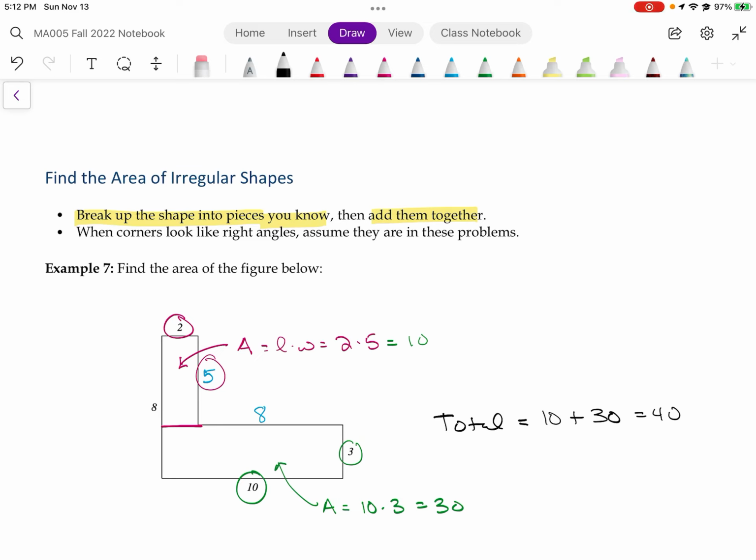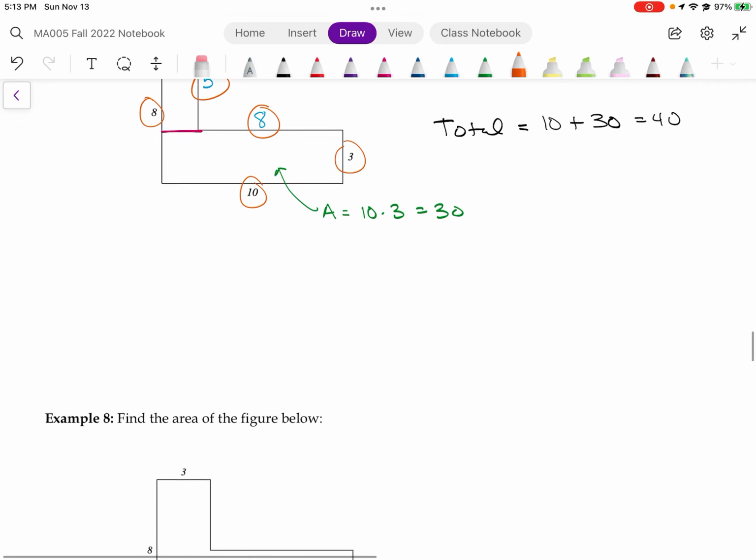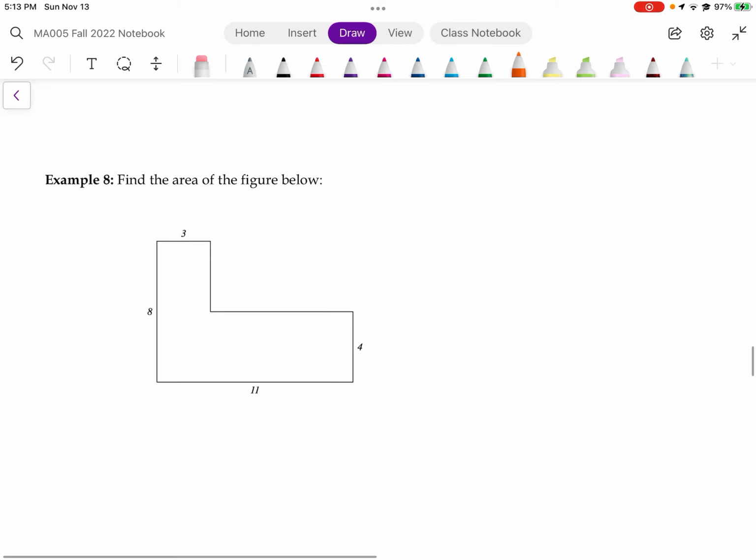If you were asked the perimeter, you would just add all those up. So let me erase some of this. You would add up every single number around the outside. So you would say 10 plus 3 plus 8 plus 5 plus 2 plus 8. And that would give you the perimeter. All right, so you try another one similar to that.